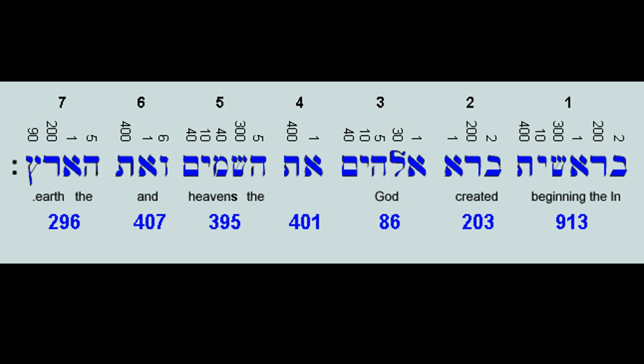Here we have the very first verse in the Bible, Genesis 1:1, written in Hebrew. And remember, you read Hebrew from right to left. As you can see, the numbers above the letters are the numerical values of each letter, and the numbers on the bottom represent the total sum of the numbers. This numbering system is called gematria.